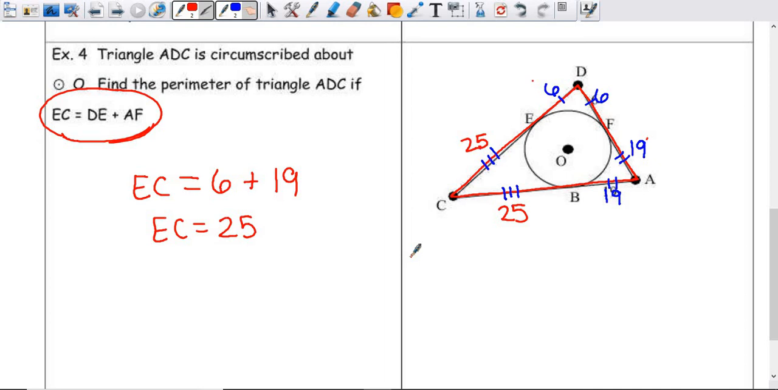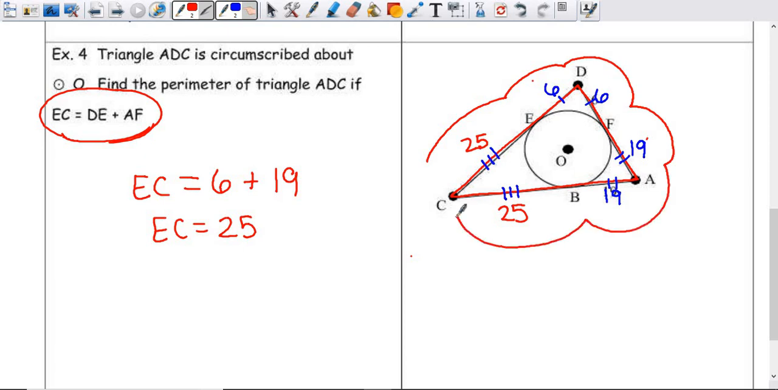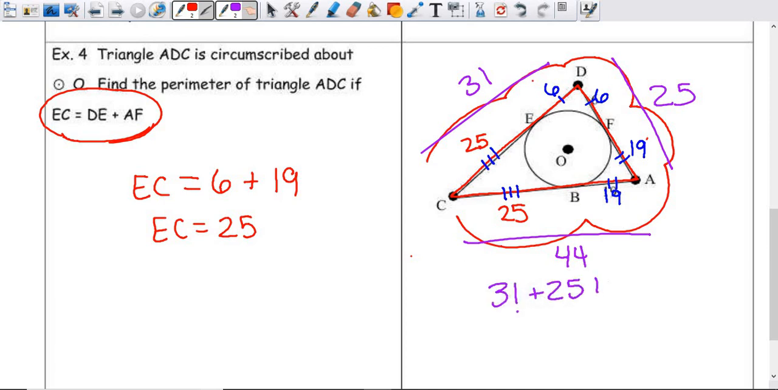Now you can just add around. You can do 25 plus 6 plus 6 plus 19 plus 19 plus 25, or you can add up each side. 25 and 6, this side makes 31. 6 and 19, this side makes 25. And 25 and 19, this side makes 44. So I'm just going to add 31 plus 25 plus 44, and that equals 100. Perimeter, remember, we are just adding up the lengths of the sides.